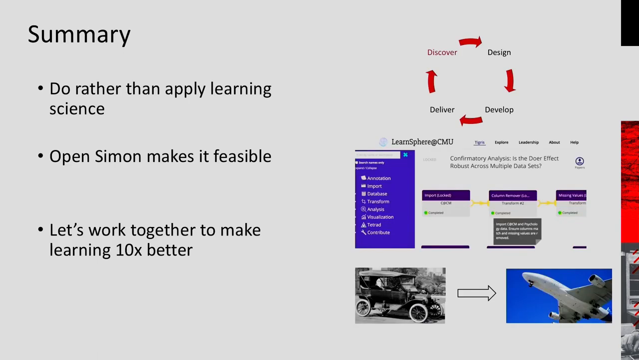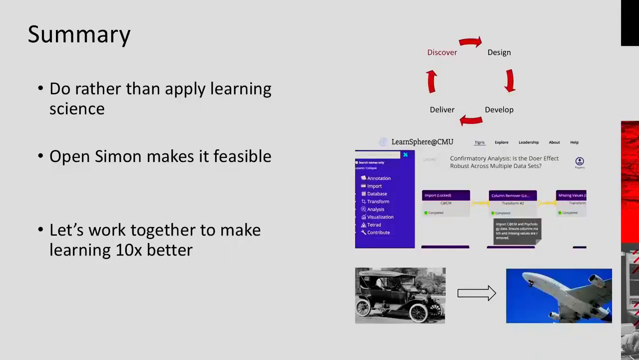OpenSimon makes it feasible, a number of tools for that. And I think you've started to see some indications that we could really have a dramatic impact on student learning, that we could maybe go from these 2 times better to maybe 10 times better with these kinds of tools. So that's my aspirational call. We kind of have the Model T Ford version of educational technology now. Can we get to the jet airplane version?